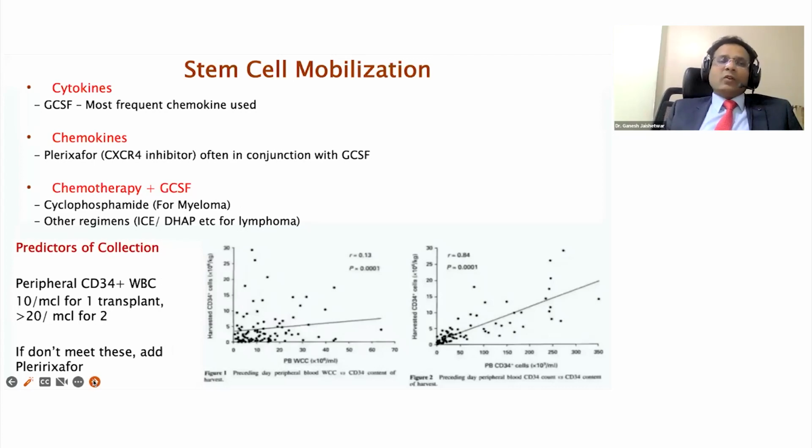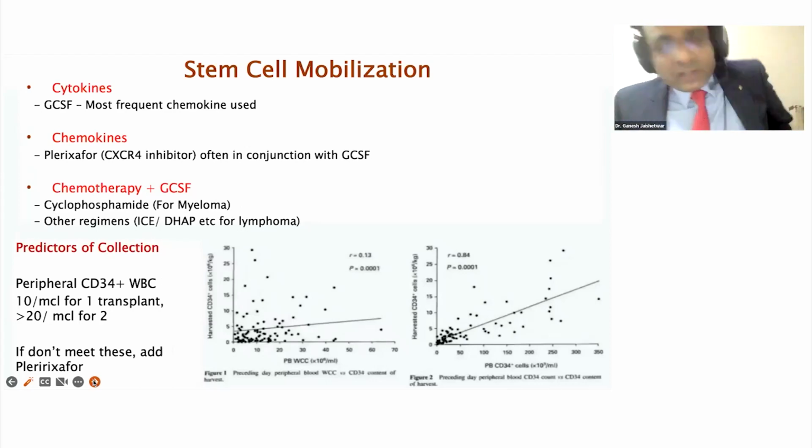there are various ways we optimize stem cell mobilization, mostly in autologous transplant as well as in allogeneic transplant. The commonest one is GCSF based stem cell mobilization. But when the stem cell mobilization is suboptimal with GCSF alone, you use plerixafor or chemotherapy like cyclophosphamide for myeloma, and for lymphoma, ICE or DHAP salvage regimens. So again, predictors of collection.